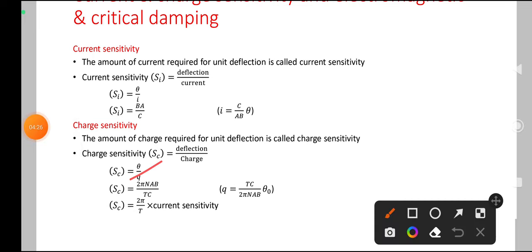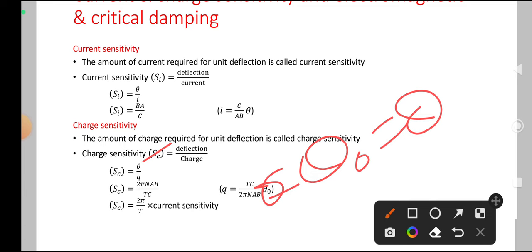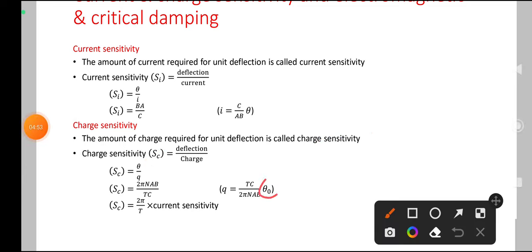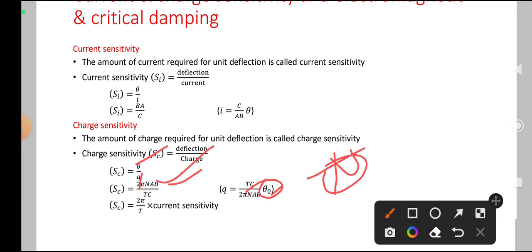Now substitute the value of q. Here you have to substitute theta only, not theta naught. Then theta and theta get cancelled, and you get 2 pi n A B by T C. Except for 2 pi by T, n is the number of coils, and A B by C is what? It is the current sensitivity. So charge sensitivity is also written as 2 pi by T times current sensitivity.